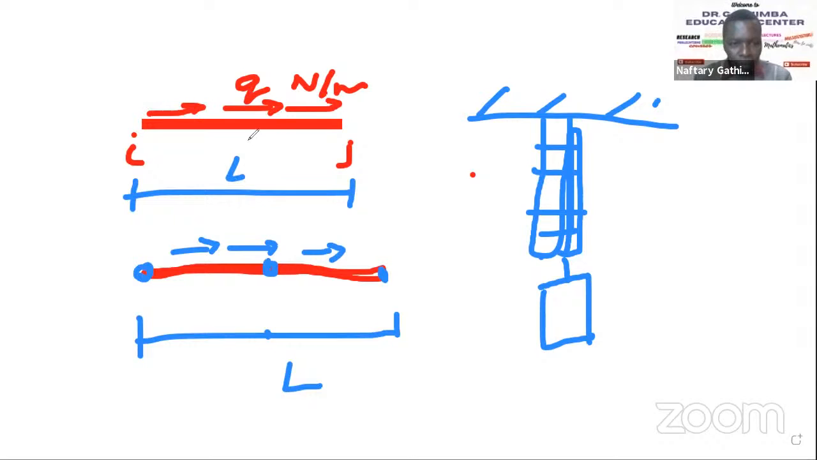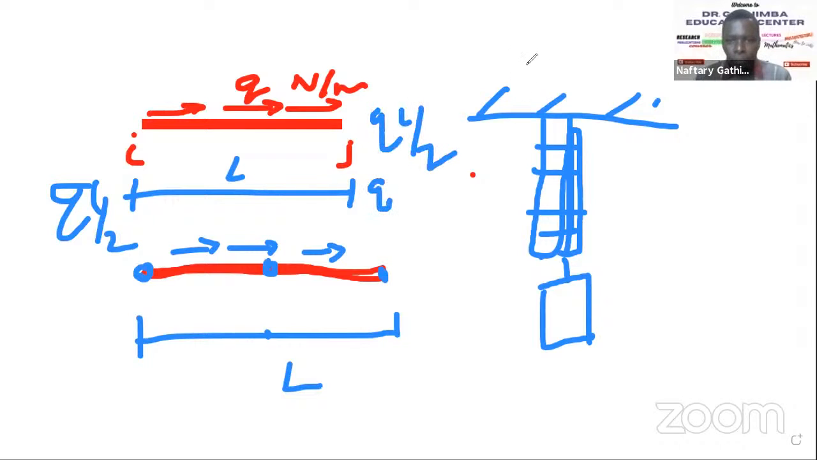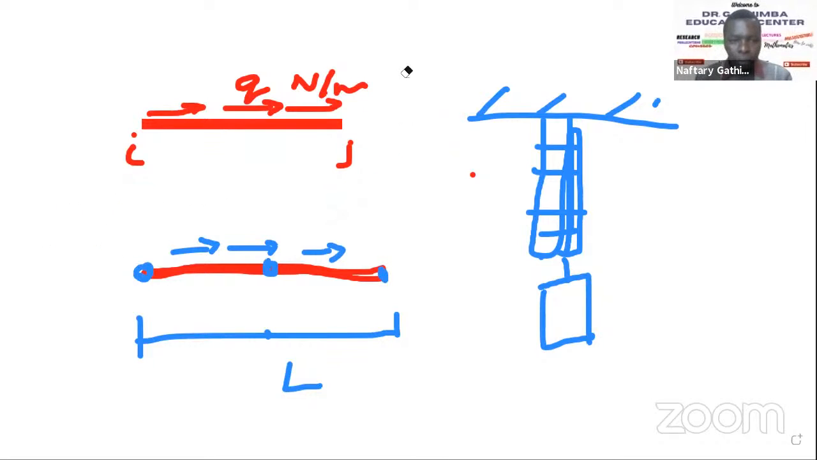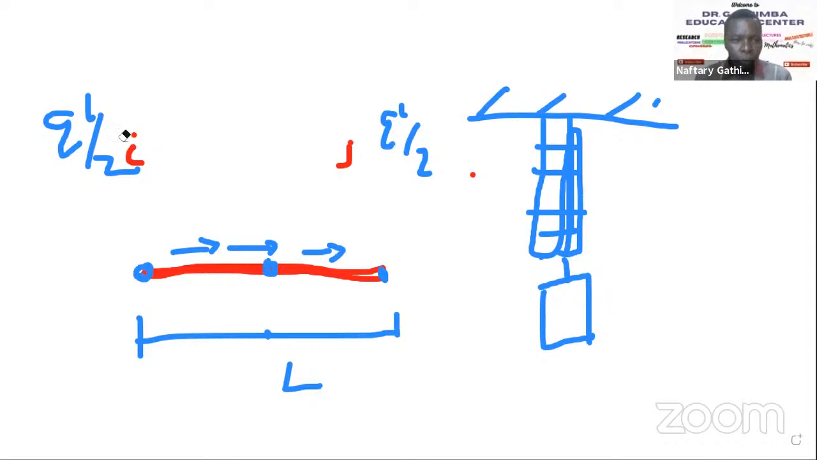If it's just this one case here, we know the total load is Q times L. So at this node it is QL over 2, and at this node it is QL over 2. From that, we have resolved our forces to know the nodal forces.